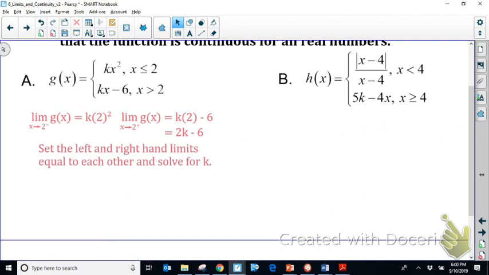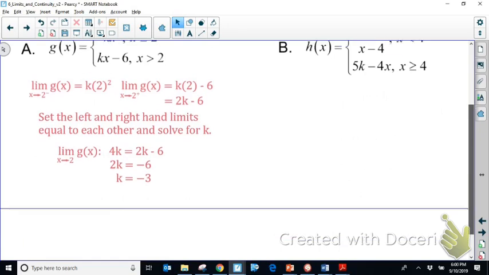Now I'm going to take the left-hand limit and the right-hand limit and set those two equal to each other, almost like a normal equation. The left-hand limit, when I simplify it, is just 4k because 2 squared is 4. And the right-hand limit is 2k minus 6. So when I solve for k in this case, I get k equal to negative 3.